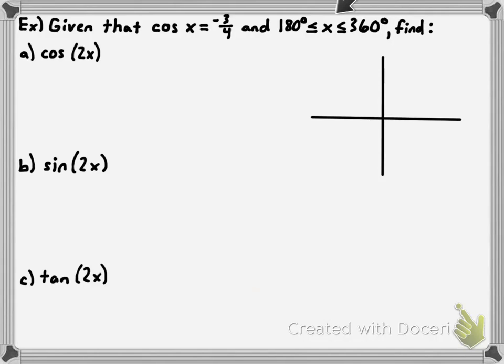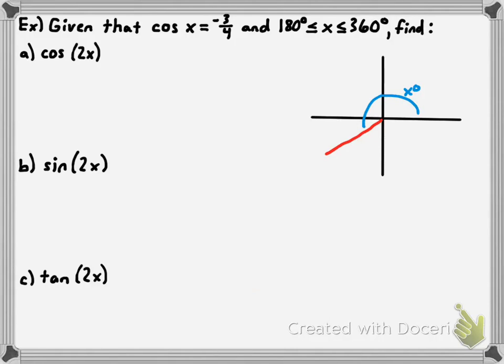Well, I told you that x is between 180 degrees and 360 degrees. So that means it's between here and here. And between those two quadrants, only one of those would have negative cosine values, and that's the third quadrant. And so what I'm going to do is I'm going to make that angle in the third quadrant. Let's just go ahead and say that this is the terminal side of that angle x. All right, so this could be x right there.